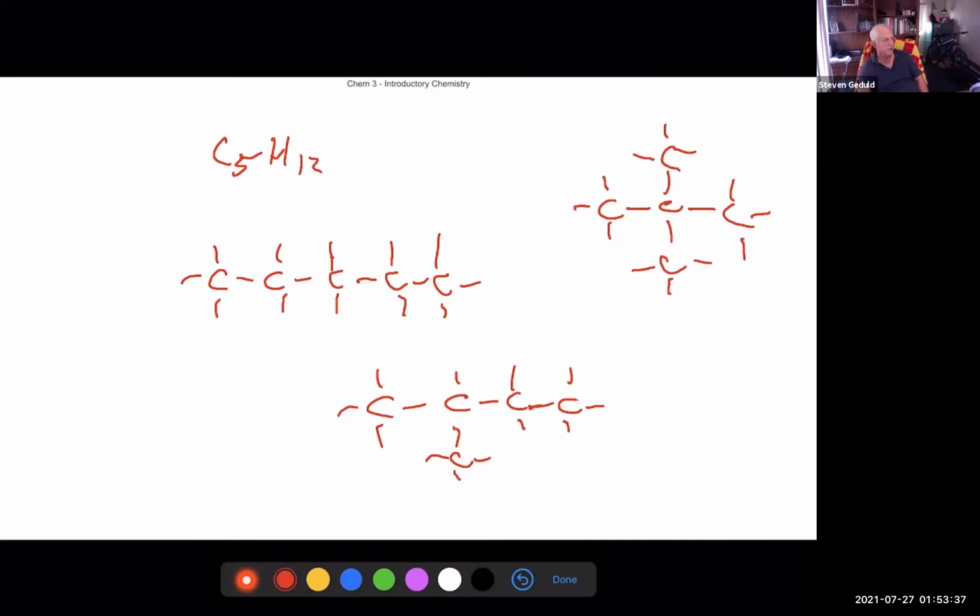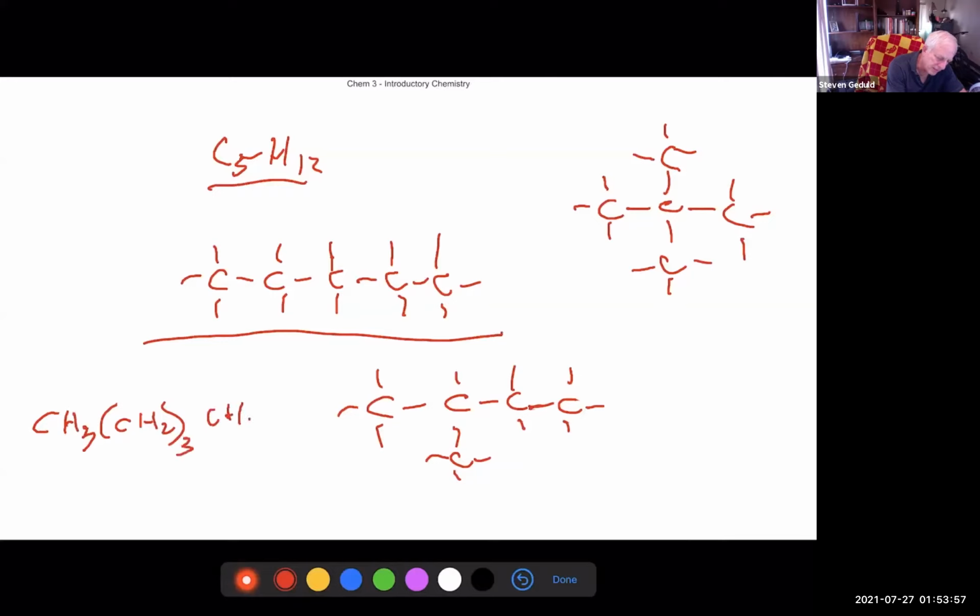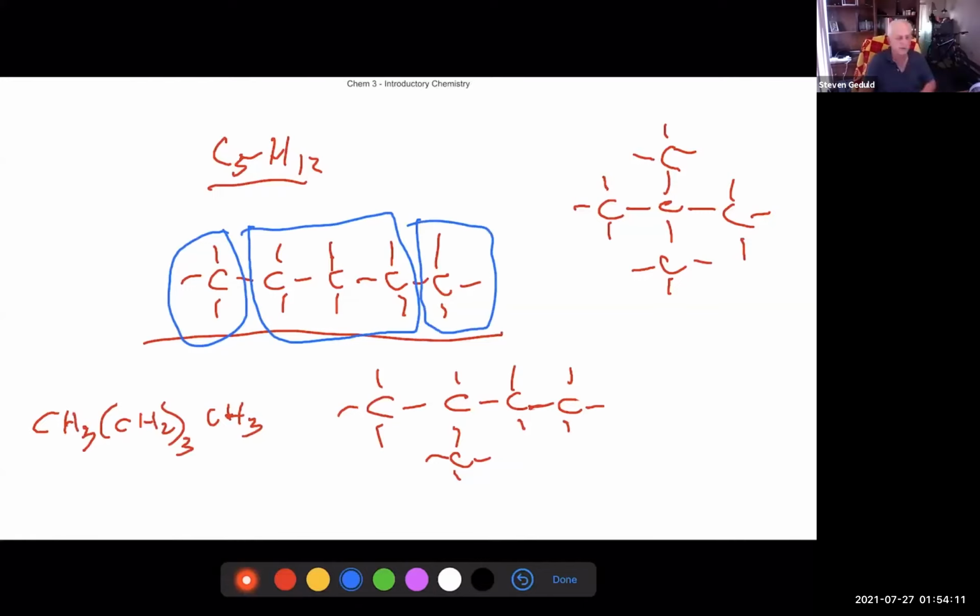So we talked about the Lewis structures, and there's different ways of representing these structures. You could put C5H12, you could draw it like this, or you could say CH3, CH2 three times, and then CH3. That's your condensed formula. Because this is a CH3 right here, and there's 3 CH2 groups right here, and there's another CH3 group right here.